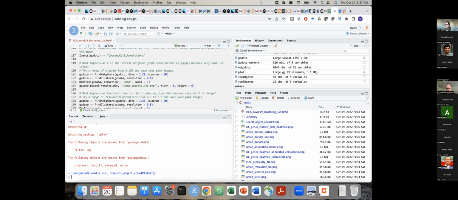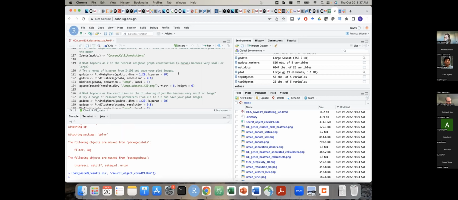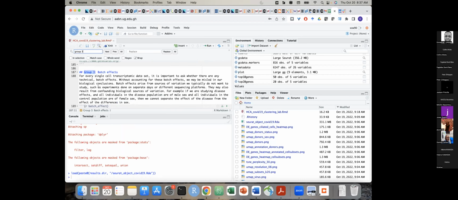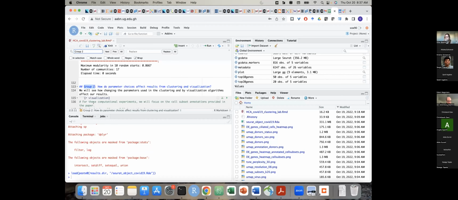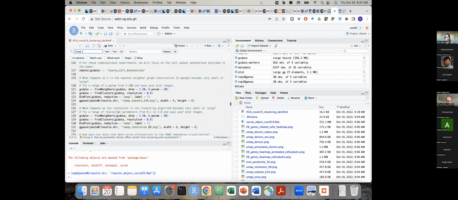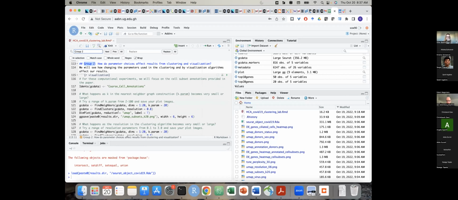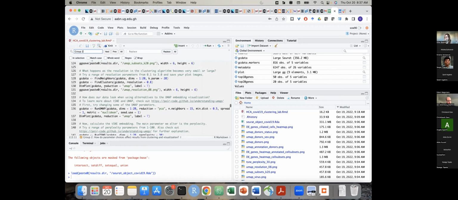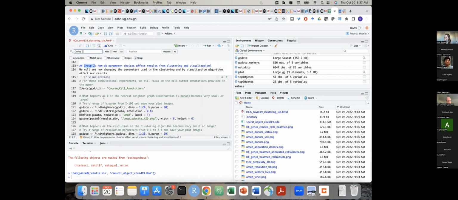Let's see. Okay, so let's start with group 3. Actually, that's a little more complicated. That one was just an easier one. Group 2. Okay, so group 2, there were 2 things that they were looking into. One is parameter choices, and one was comparing UMAPs and TS&Es. Okay, so let's just start with the parameter choices.